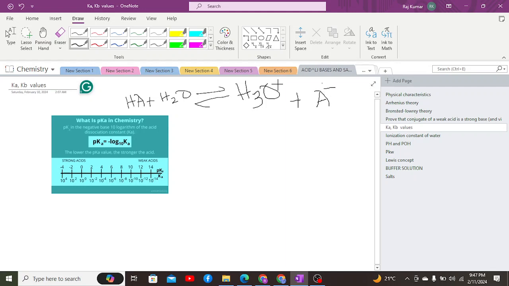Here the negative sign indicates that it is a conjugate base, and the positive sign indicates it is an acid, according to the Lowry theory. After that, when it comes to writing the equilibrium equation, it can be written as Kc equals the concentration of H3O+ times the concentration of A negative, upon the concentration of HA.